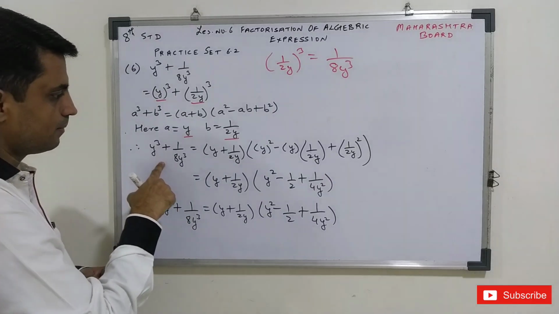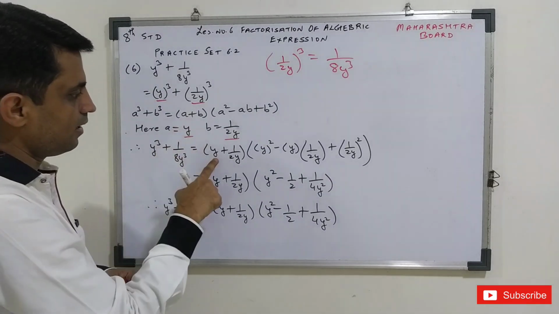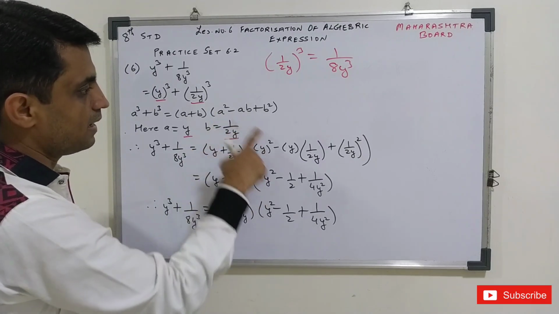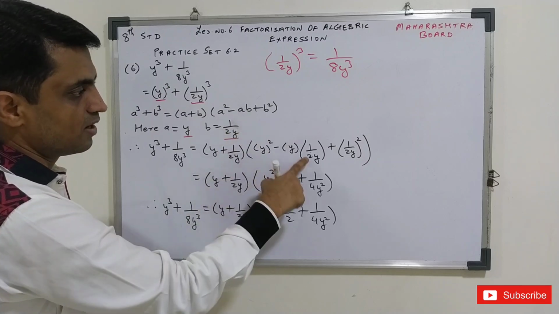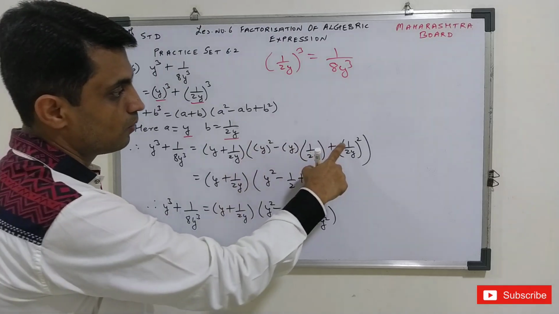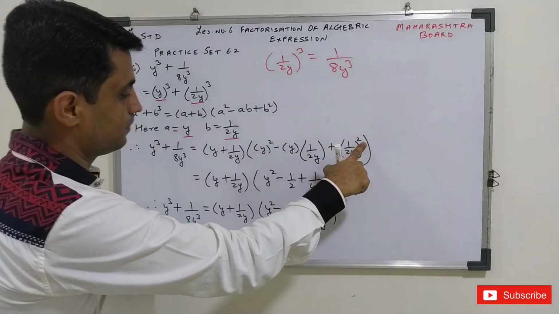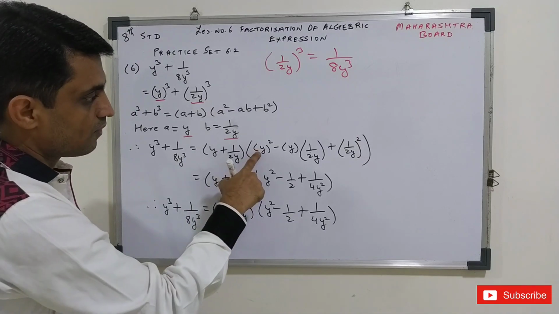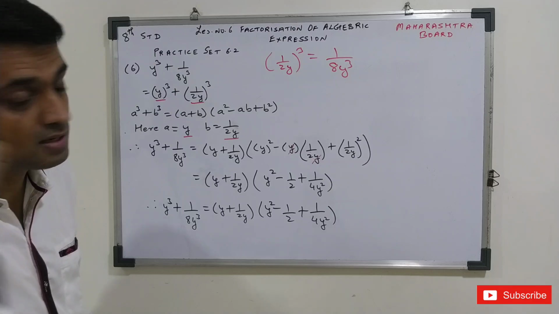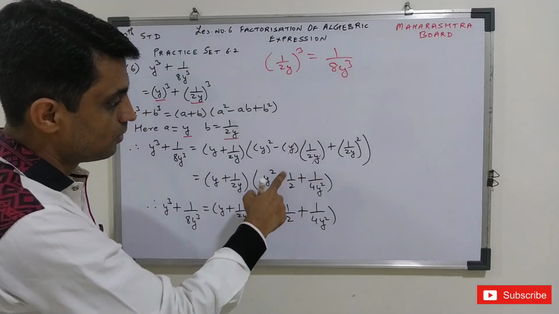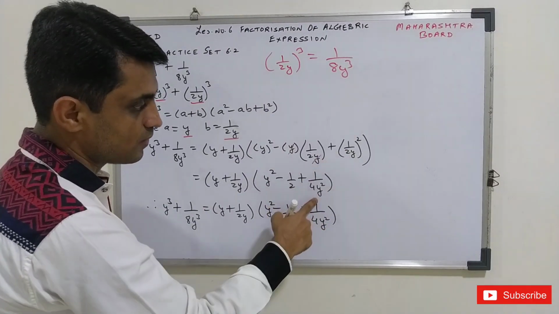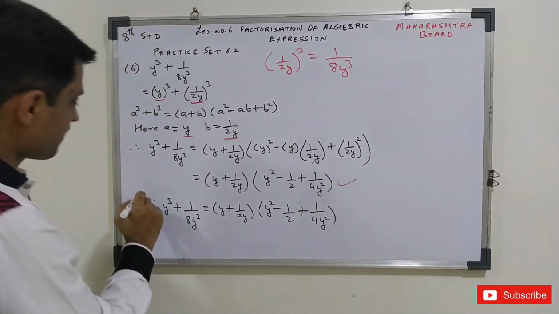Now return to the question. Now fit these values here. a plus b is y plus 1 upon 2y. a square is y square, minus what is our a? y. What is our b? 1 upon 2y. Remember, plus what is our b? 1 upon 2y, square. This as it is. y ka square is y square, minus this y, and this y will get cancelled. Why? Because they are in multiplication. In multiplication you can cancel it. 1 upon 2 plus 1 ka square is 1, 2 ka square is 4 and y ka square is y square. So here is the final answer for you.